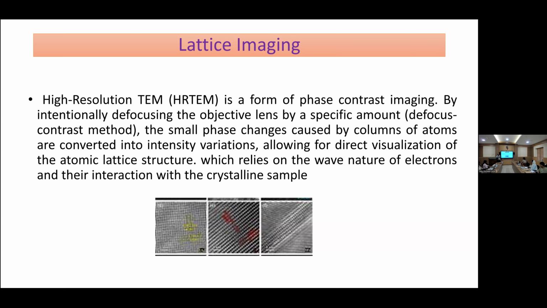Normal TEM and HRTEM, everything will be the same, but because of the resolution and the aberration corrections, lens used, and apertures used, we are getting these kind of images in HRTEM. But in normal TEM, we cannot go up to this much magnification. That is the difference.